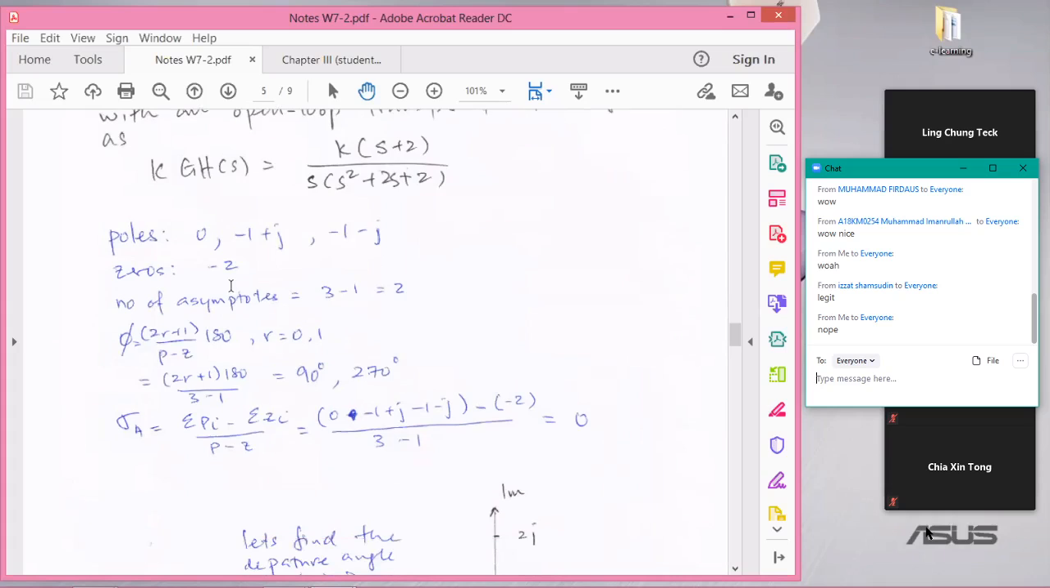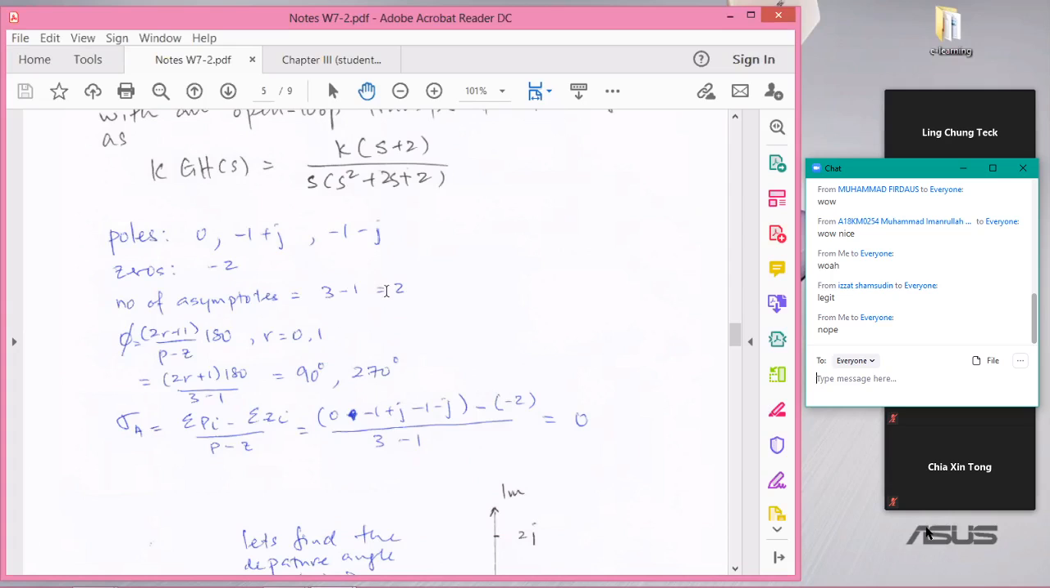So how many asymptotes are we going to have? The number of asymptotes is the number of poles, which is 3, minus the number of zeros. So 3 minus 1, we're going to have 2 asymptote lines. When you have 2 asymptote lines, we have to compute 2 asymptote angles, using r equals 0 and r equals 1. So we're going to get 90 degrees and 270 degrees.